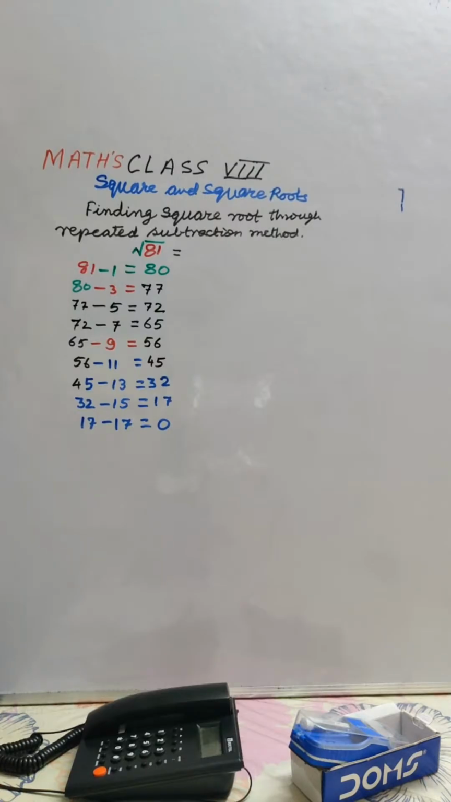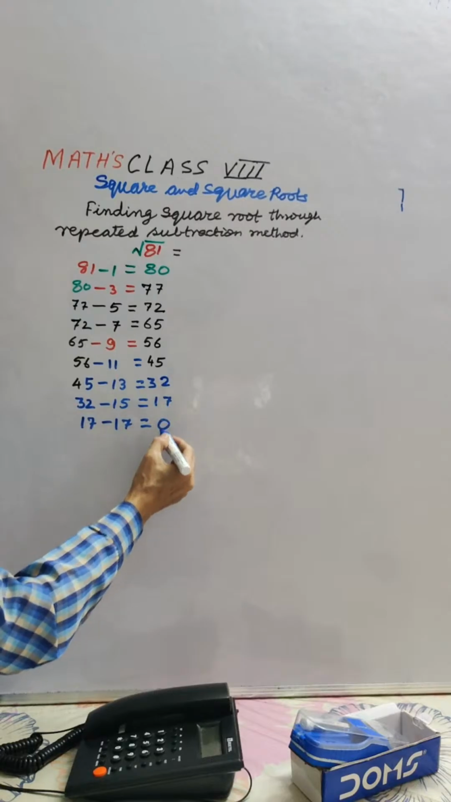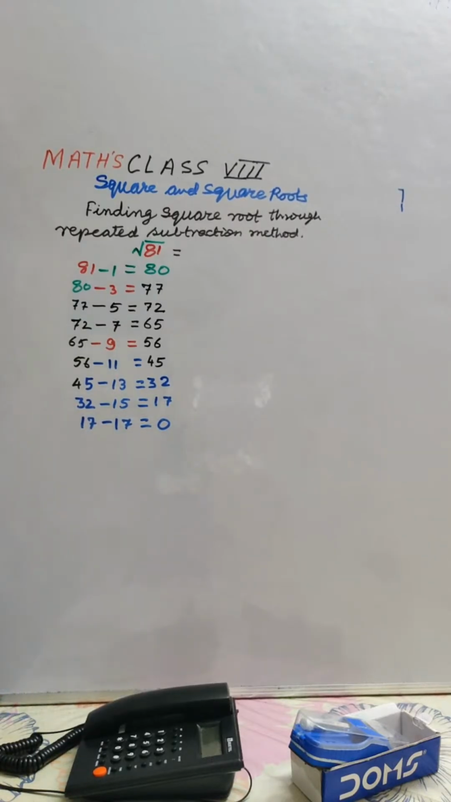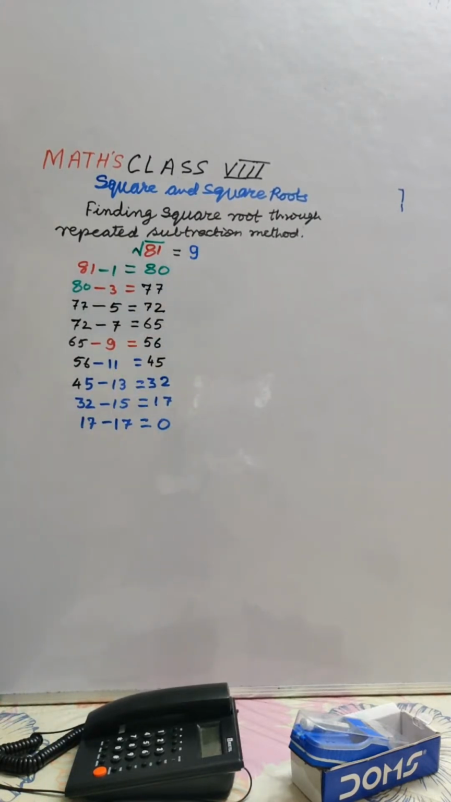So now we shall count 1, 2, 3, 4, 5, 6, 7, 8, 9. So therefore the square root of 81 is equal to 9. The square root of 81 will be 9. So the square root of 81 is 9.